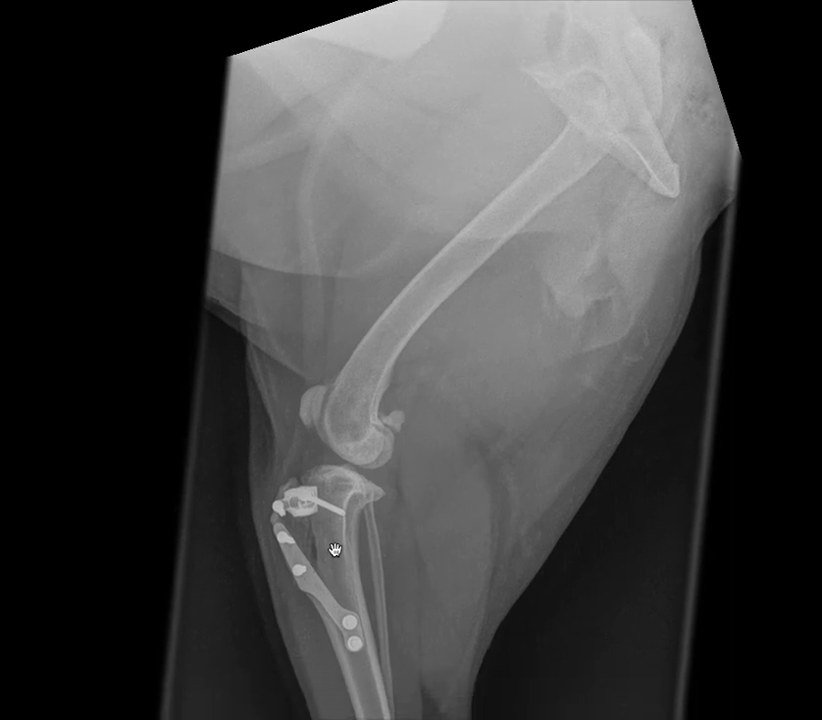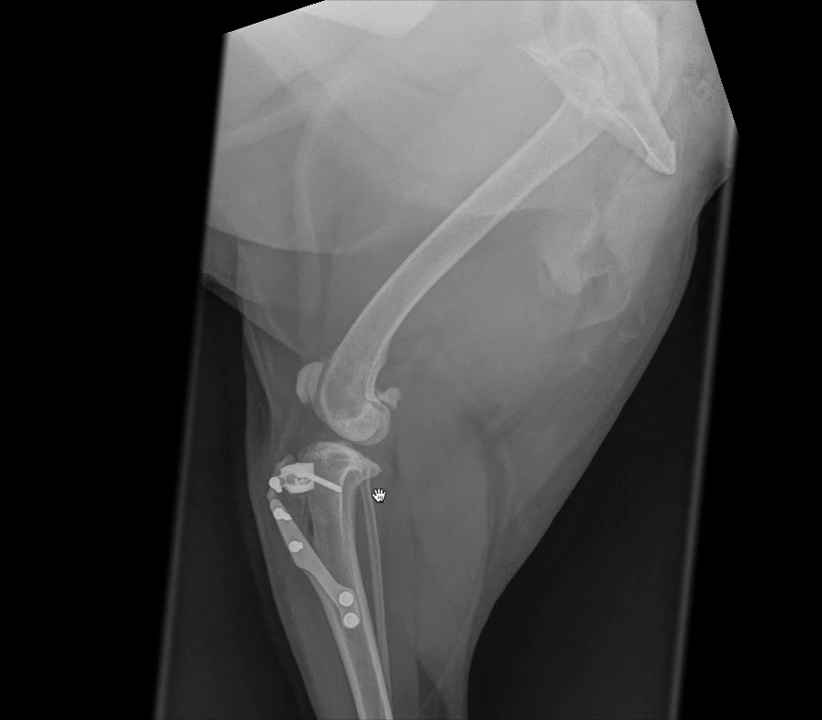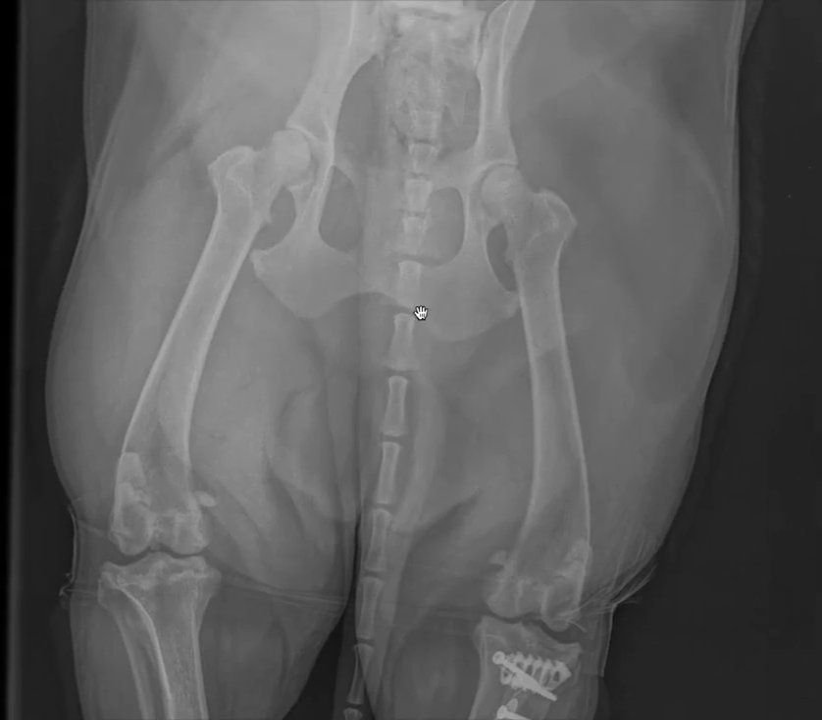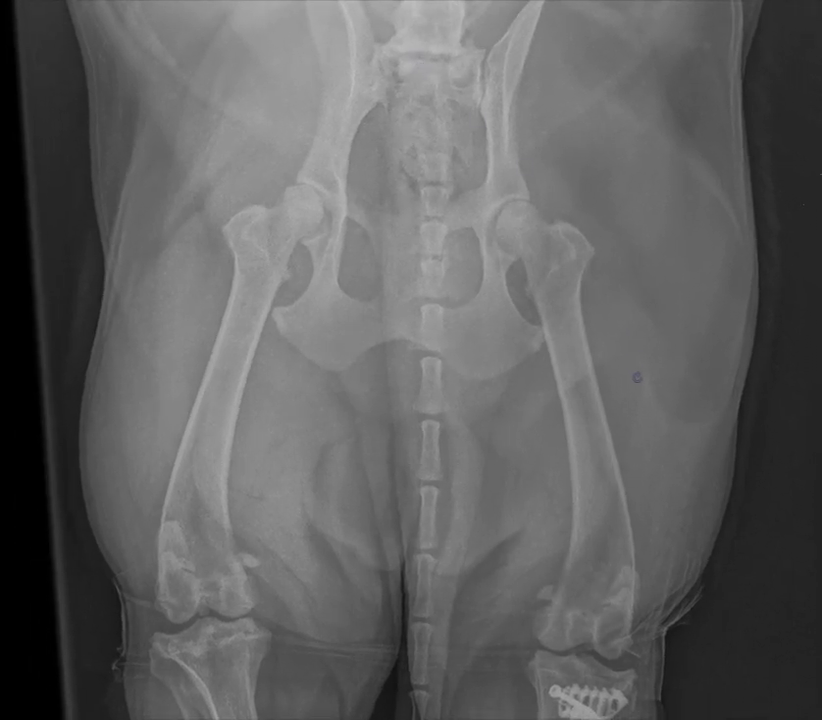There is a TTA that's been performed, and in general, the appearance of this implant construct appears stable. We could also look at the hips in this case, because we know that in dogs, hip dysplasia or hip arthritis could be causes of lameness.